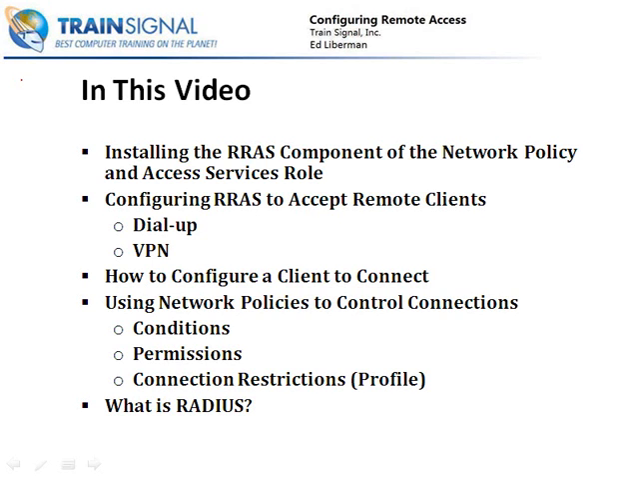In this video, we're going to start off by installing the Routing and Remote Access, or simply RAS, component of the Network Policy and Access Services role. Now, I say that RAS is just a component of the role. We're going to take a look at the rest of the role in a later video. Once we have RAS installed, we will then configure RAS to accept connections from remote clients.